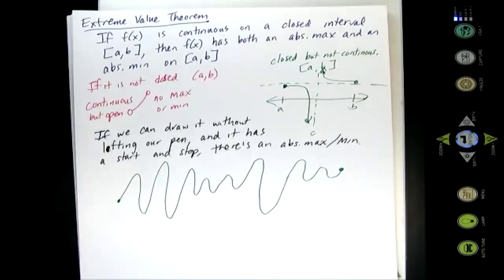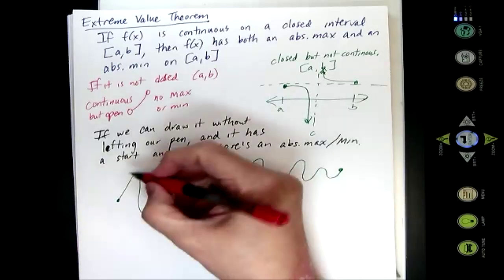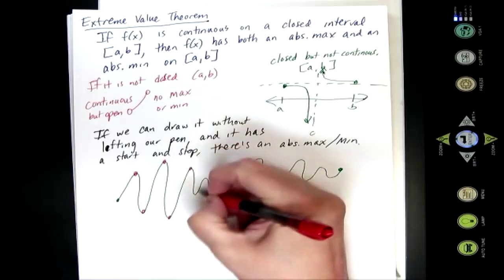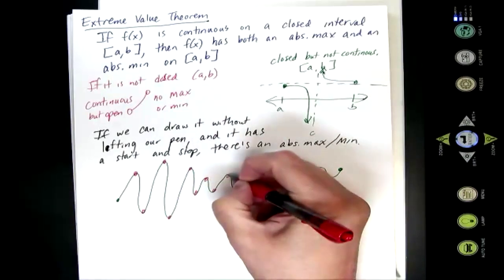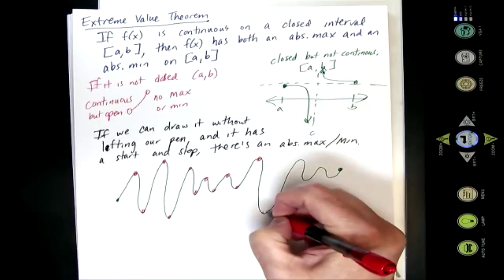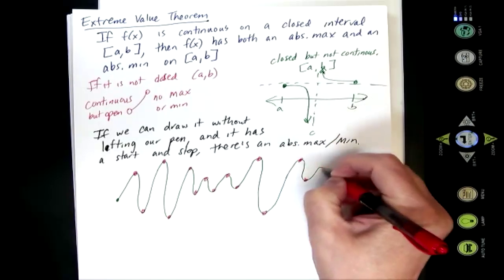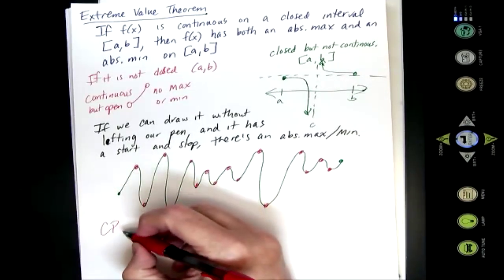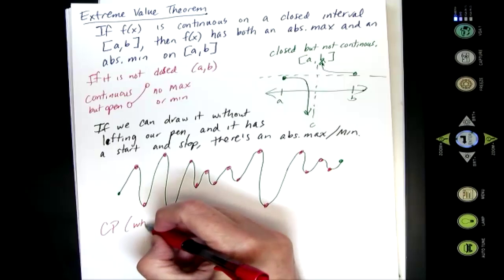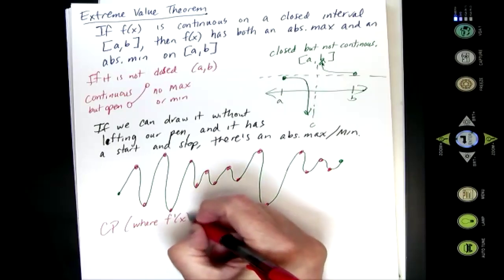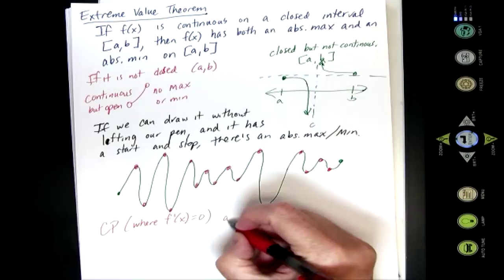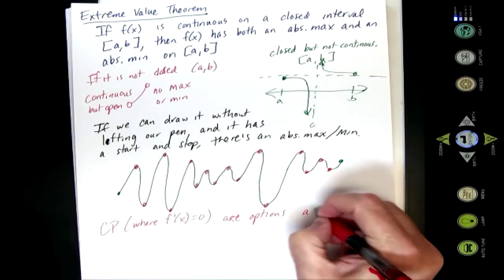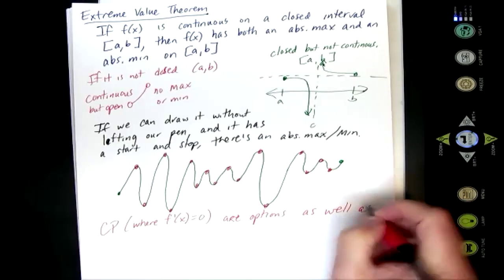So options for all of these will be any of the points where the slope changes. And if you can actually see the graph, it's a lot easier, but you don't always have it graphed. So critical points, where f prime of x equals 0, are options, as well as endpoints.